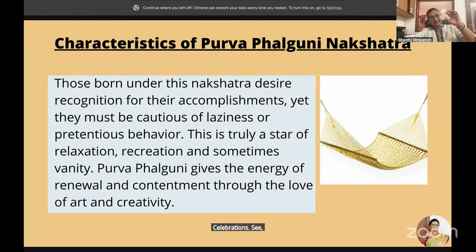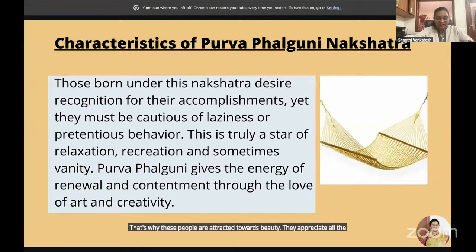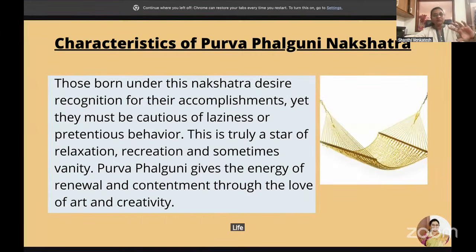See, these are all the characteristics of Shukra. So all these things they like. And strong appreciation for beauty, because Venus represents everything that is beautiful, everything which is pleasant to the eyes. That's why these people are attracted towards beauty. They appreciate all the beautiful things of life, and they like to surround themselves with beautiful artifacts. They like to decorate their houses in a very beautiful manner.